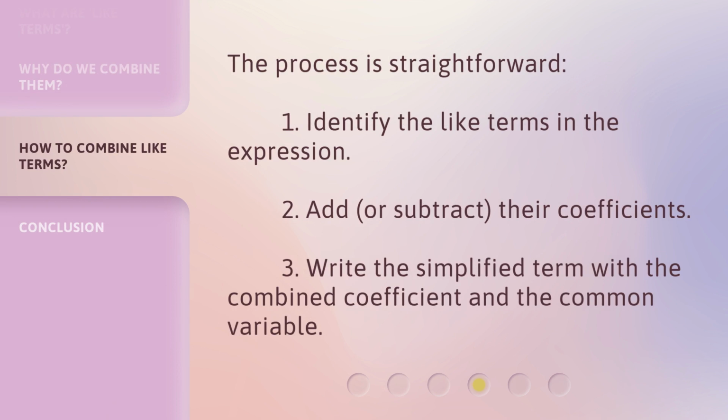The process is straightforward. 1. Identify the like terms in the expression. 2. Add or subtract their coefficients. 3. Write the simplified term with the combined coefficient and the common variable.